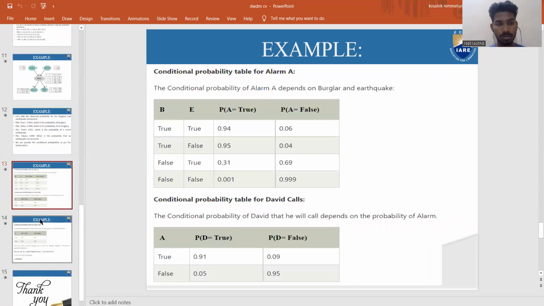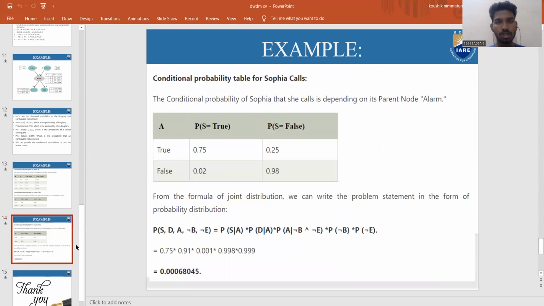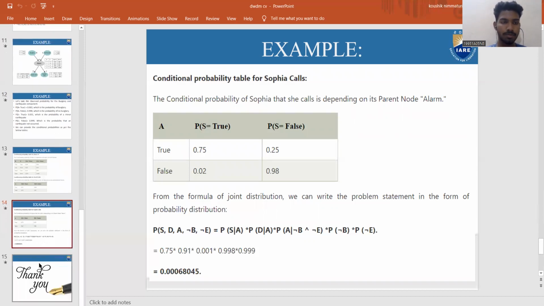These are the tables that have the information about the conditional probability table for alarm A, the conditional probability table for David if David calls, and the conditional probability table if Sophia calls. After using the values in the formula of joint distribution, we can write the problem statement in the form of a probability distribution. So here the answer will be 0.00068045. Thank you.